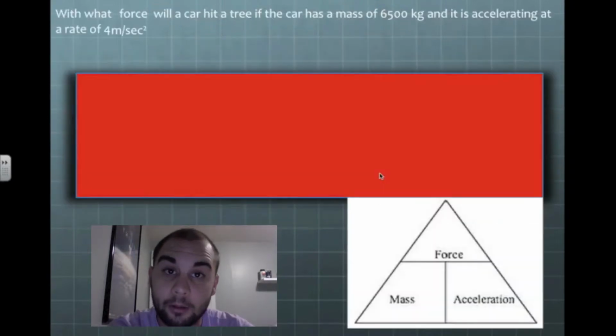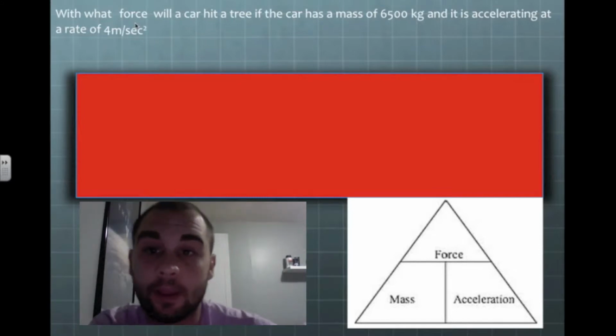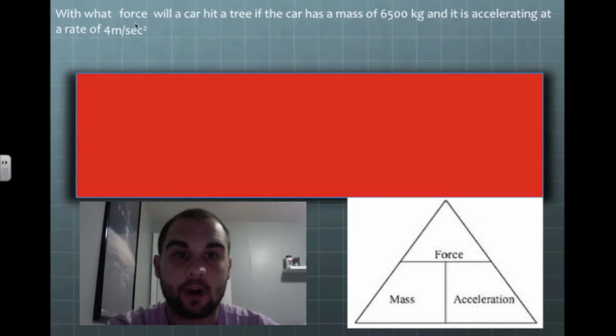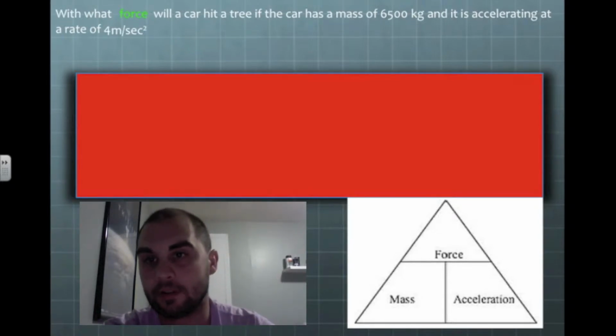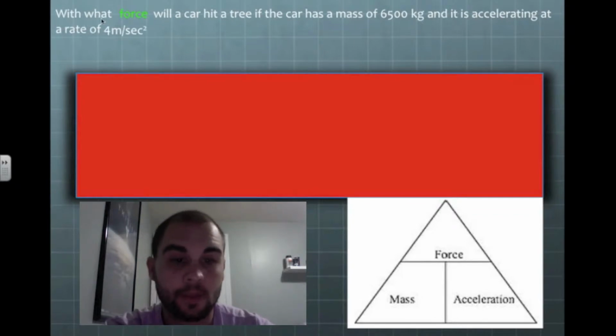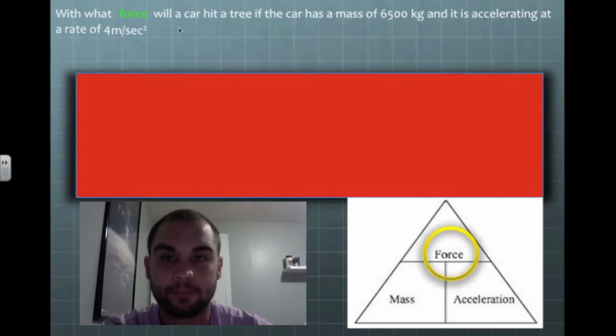Let's work a problem. With what force will a car hit a tree if the car has a mass of 6,500 kilograms and it is accelerating at a rate of 4 meters per second? First thing I need to do is figure out what I'm solving for. That's going to be force, because it says with what force. So force is at the top, okay?